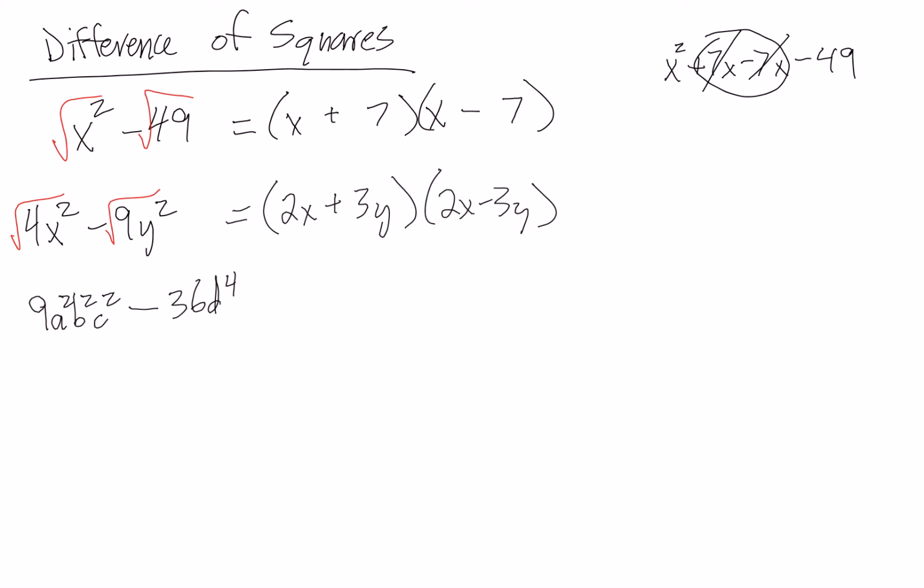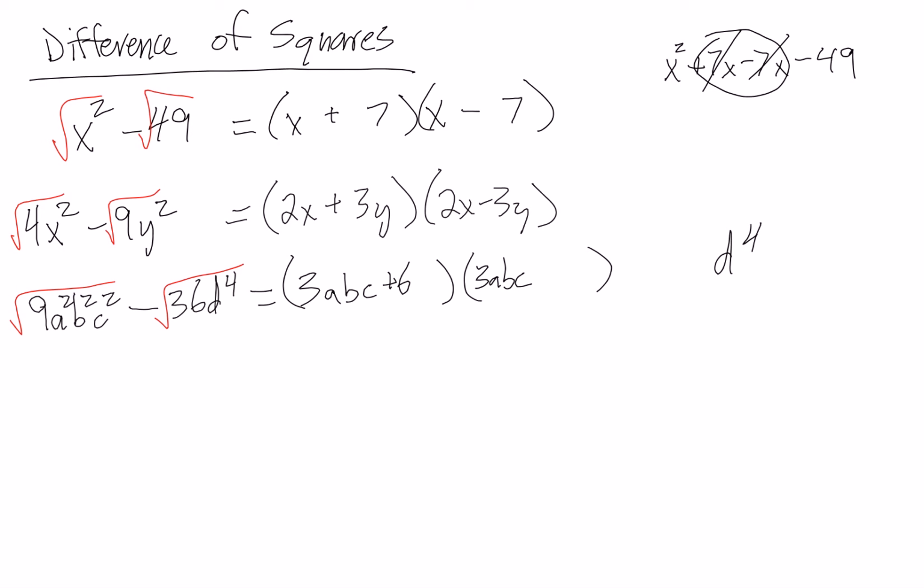Okay, even though it looks weird, you can still square root them. So square root both sides. So we would get square root of 9 is 3. A, B, and C for both. And when we square root 36, we get a 6. Square root of d to the 4th.